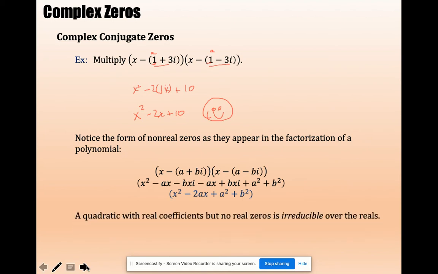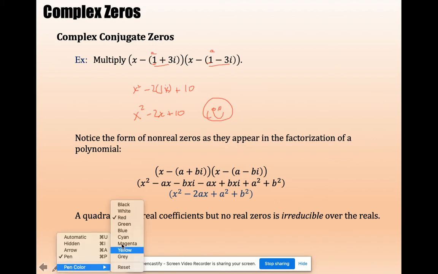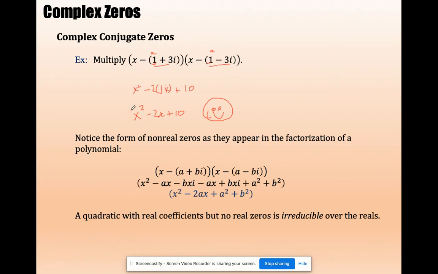A quadratic that has real coefficients, which notice this does have real coefficients, right? The coefficients are 1, -2, and 10. Yes, 10 is a coefficient technically of the x to the 0 term. If it has no real zeros, we call it irreducible over the reals. We call that prime, okay? Because it is prime over the real numbers.